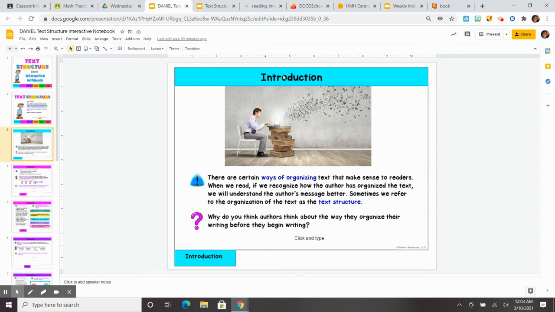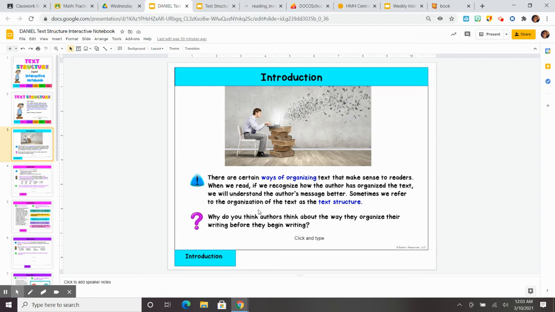All right, here's our introduction slide. All right, and you have an exclamation mark here and a question mark. It says there are certain ways of organizing text that make sense to readers. When we read and we recognize how the author has organized the text, we will understand the author's message better. Sometimes we refer to the organization of the text as the text structure.